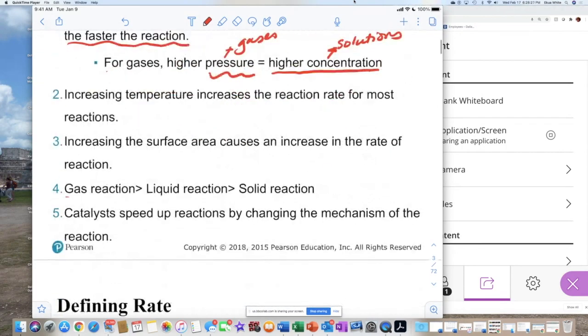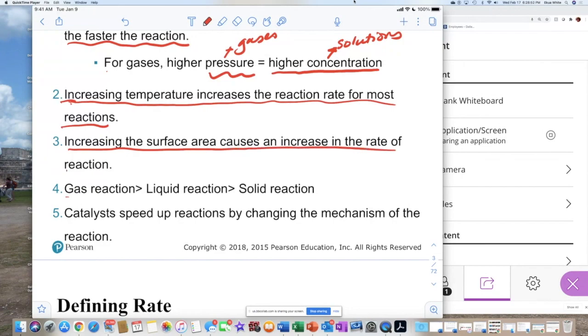Increasing temperature increases the reaction rate for most reactions. If you increase the temperature, the molecules move around faster, they can find each other, and the reaction rate goes faster. Once again, we'll talk about all these factors down the road, and then we'll try to relate that to the collision theory. If you increase the surface area, it causes an increase in the rate of the reaction.